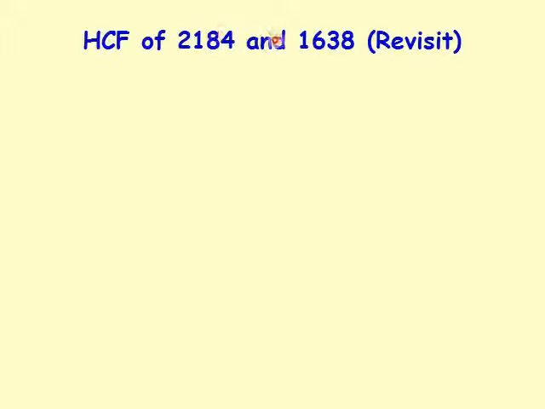Continue, and let's try to revisit this number in this example here, HCF of 2184 and 1638. Okay, let's see if we can do it another way. Find HCF of 2184 and 1638. This example is from the book Discover Vedic Math by Ken Williams.